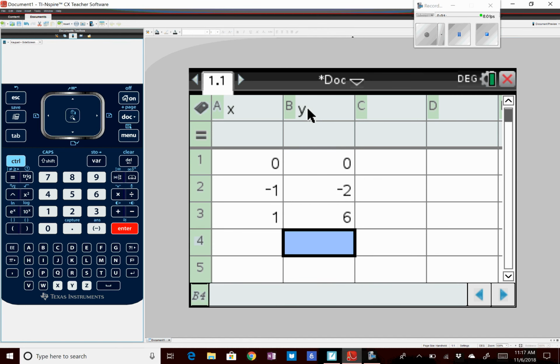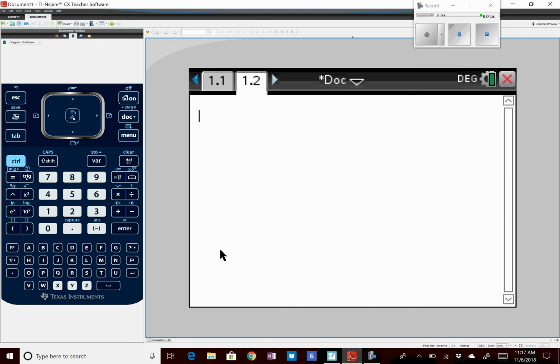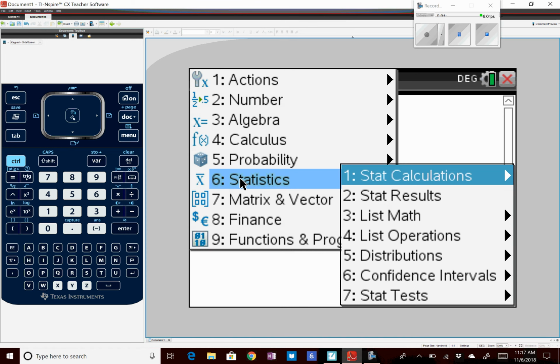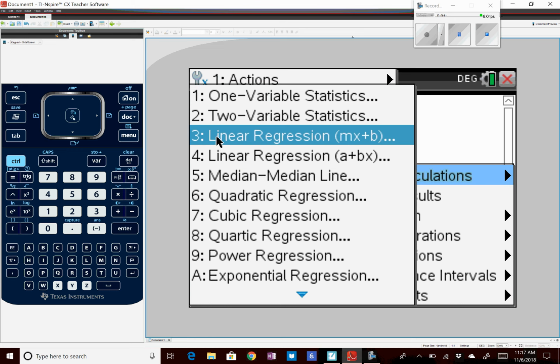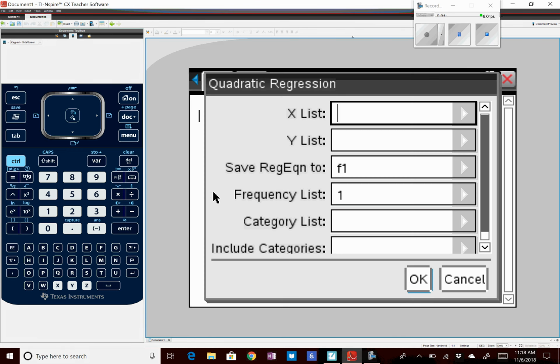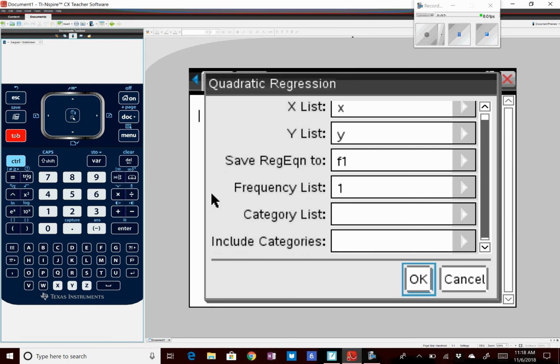We're going to get a calculator page now. And if you recall, the keystrokes for the linear regression were menu, statistics, stat calculation. So we're all the same up to that point. But rather than choosing a linear regression, we're going to choose a quadratic regression. Same screen comes up where they ask for the column headings. So we're going to enter those, and then tab down to OK.